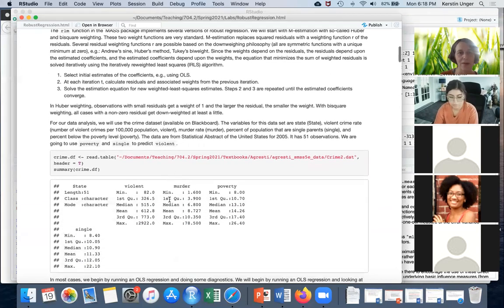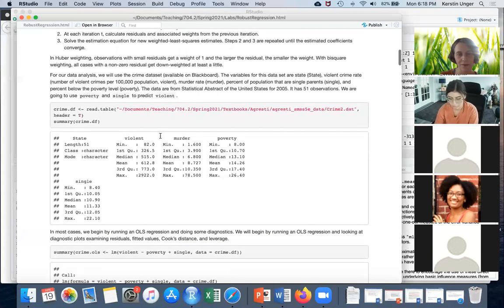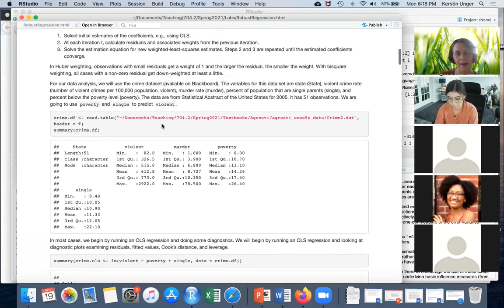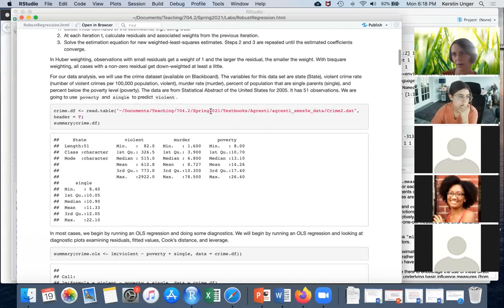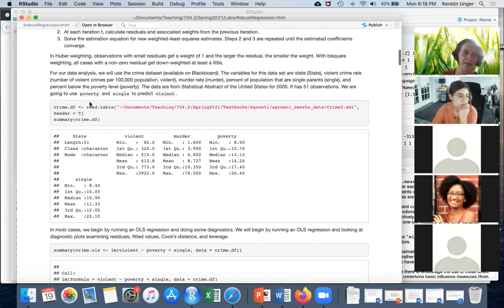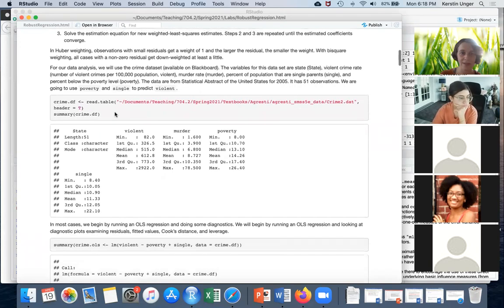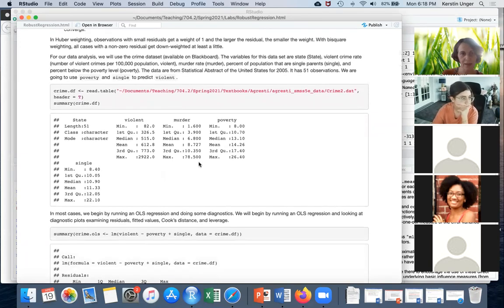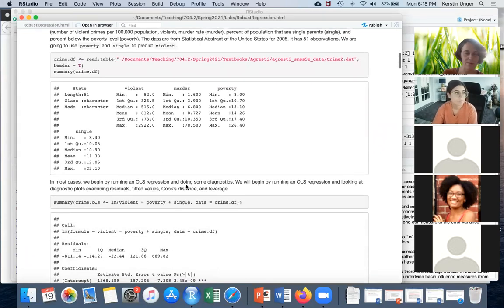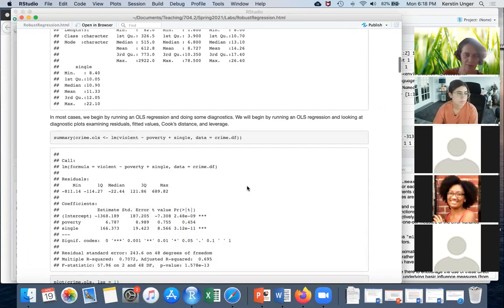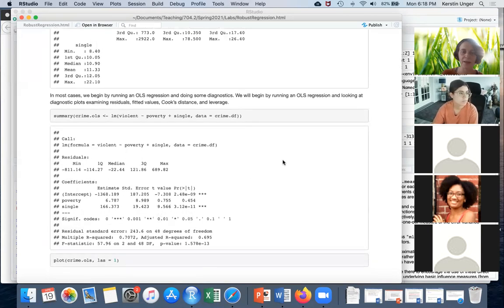Okay. So for this example, we will use a data set. As I said, it's actually from the textbook, and it's about violent crime rates. What we're using here is poverty and the parent single status, whether they're single or married, as predictors. There are more variables in the data set, but we're not focusing on those right now.